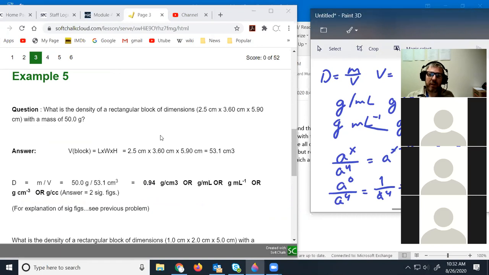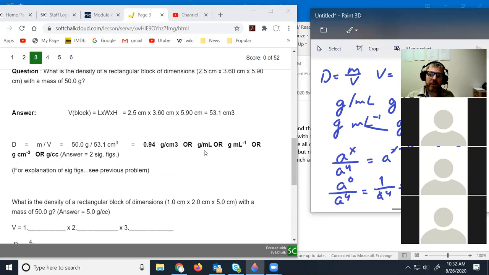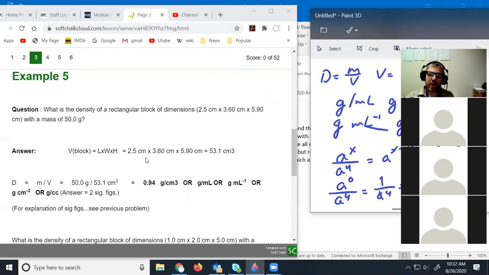So if you have a rectangular block, same kind of deal: 2.5 centimeters, 3.60, 5.90. To get the volume, we multiply all those together, and the centimeters all multiply together to give cubic centimeters. Again, I'm taking this out to the max number of significant figures, even though I know this only has 2, because I don't want to be rounding twice. So I don't want to put 53 in here and then have to round again at the end. So what I do is I leave all of those figures available, and then I go ahead and do 50.0 divided by whatever I get in my calculator for that. And then I shorten it down to 2 sig figs because that's the smallest number of sig figs in my measurements over here.